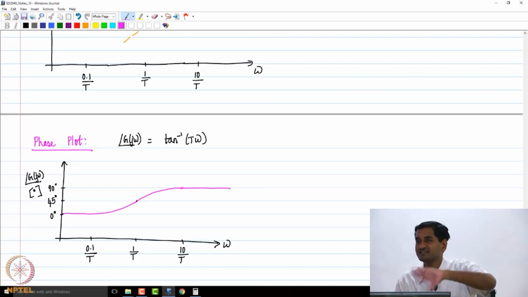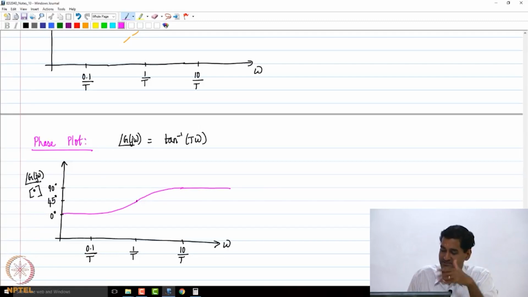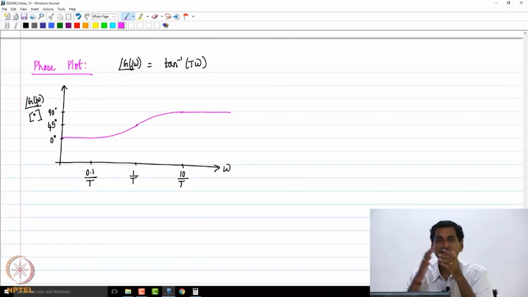So, you see that it is just the reflection once again about the 0 degrees line, right, the horizontal line passing through 0 degree. Okay. So, these are the Bode plots, the magnitude and the phase plot of the first order factor.